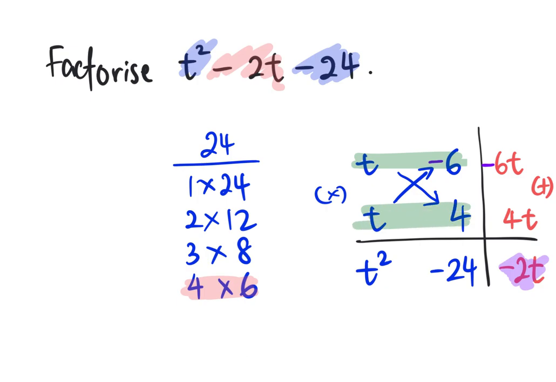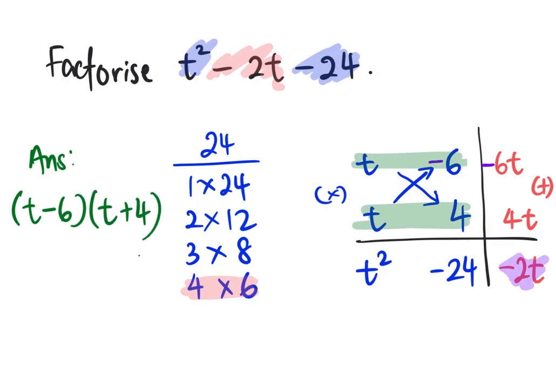answer. Alright, the last step would then be to write out the answer. So the answer will be t and negative 6, t and positive 4.